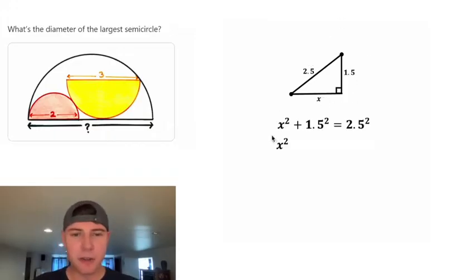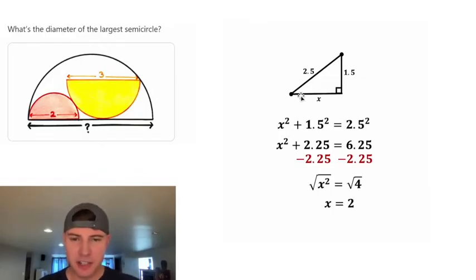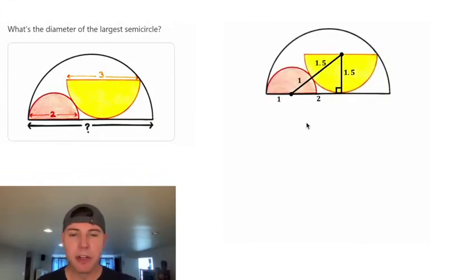We can bring down the x squared. 1.5 squared is 2.25, and 2.5 squared is 6.25. After we subtract 2.25 from both sides, we get x squared is equal to 4. And then we can square root both sides, and we get x is equal to 2. So we can change this side length of x into 2. We're not going to need this work anymore, and let's bring back our original diagram. So now we know that the distance from here to here is equal to 3. We still need to find this remaining piece.